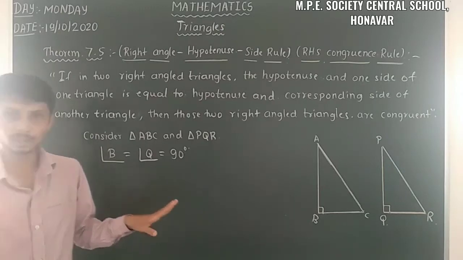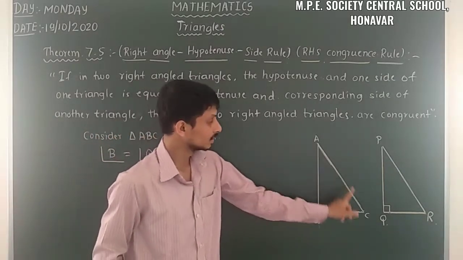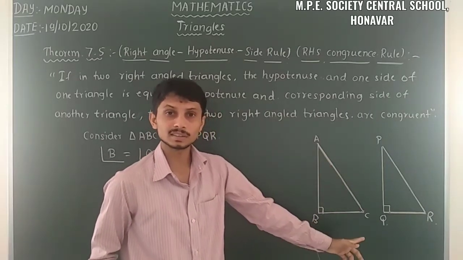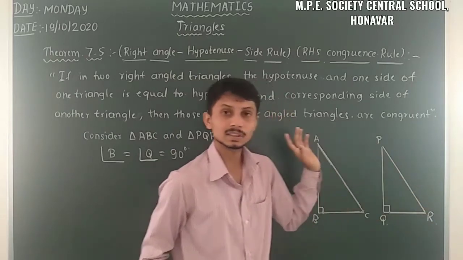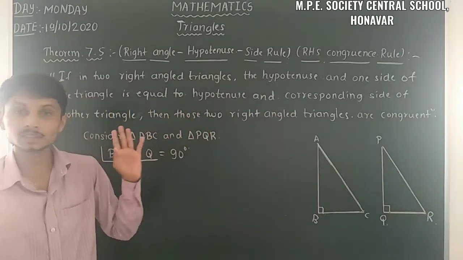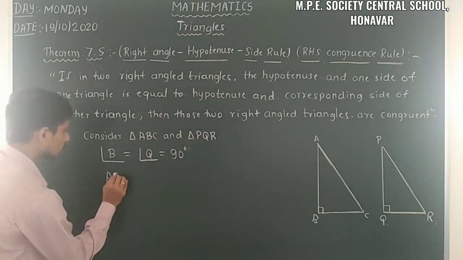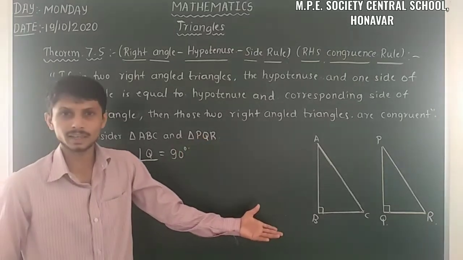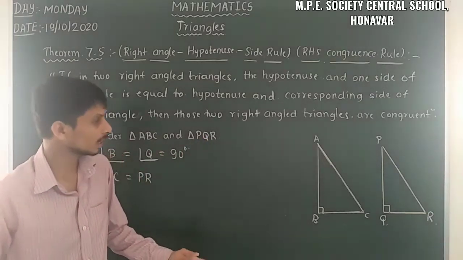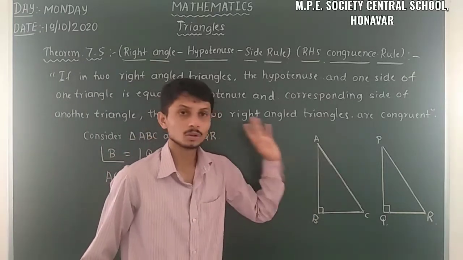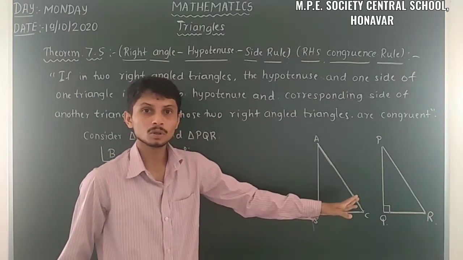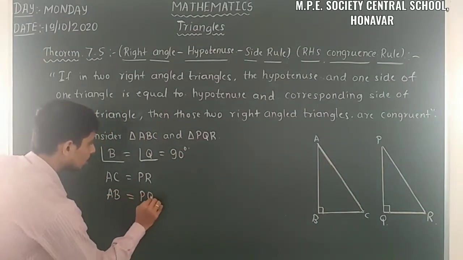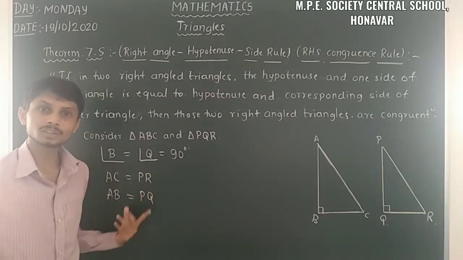Then the hypotenuse is this side, the side opposite this 90 degrees. Here also the hypotenuse is PR. So AC is equal to PR. Then you can take any other side. Here I will consider AB is equal to PQ, or you can take BC is equal to QR. So this is the condition.